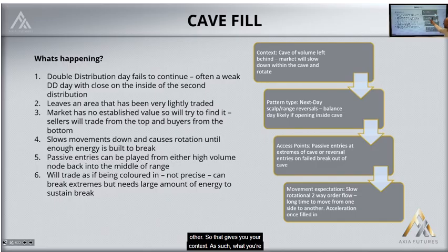As such, what you're looking for is a situation of reversal trades, scalp trades, reversal trades back to the middle of range. And this will serve to then fill that area out. Now, access points, you're looking for extremes. You're looking for the high and low volume at each side, but you're also looking at reversal patterns around those. So it's not just as simple as drawing two lines and saying we're going to bounce between these two.